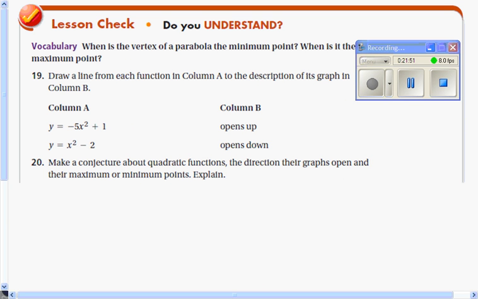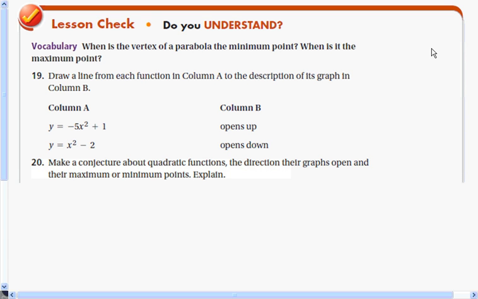All right, when is the vertex of a parabola a minimum point? When is it a maximum? Draw a line from each function in A to the description of its graph. If it's a negative x squared, it will open down. If it's a positive 1x squared, it'll open up.